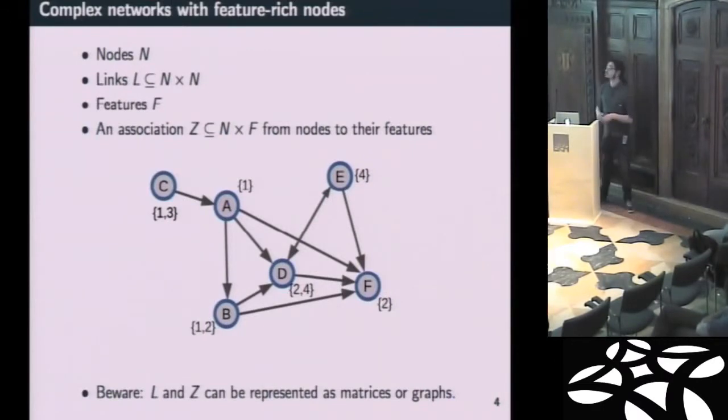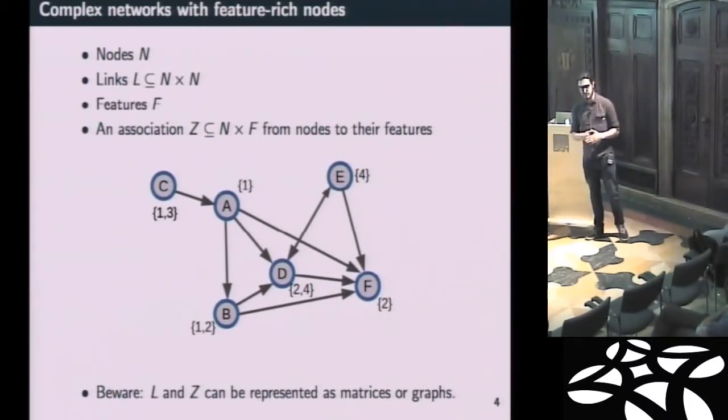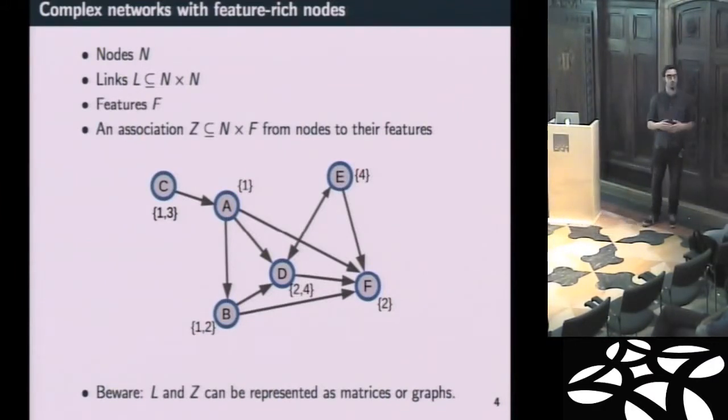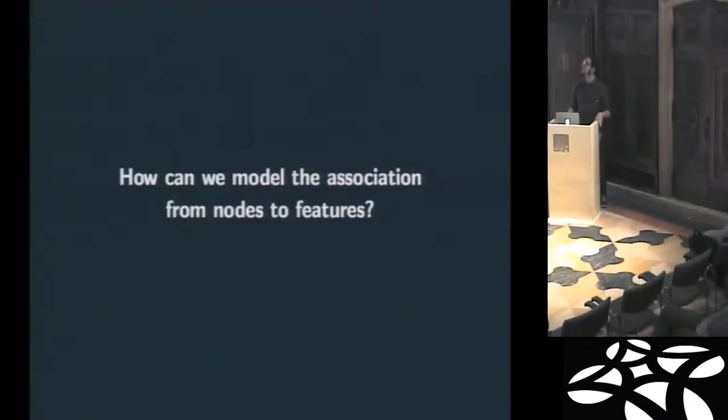So this talk is going to be structured in two parts. The first part is about getting a model for the association between nodes and features, and the second part is how to get from these features to a network. So this is just a slide about the notation. So first part, how can we model the association between nodes and features?